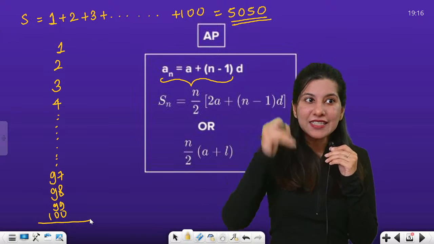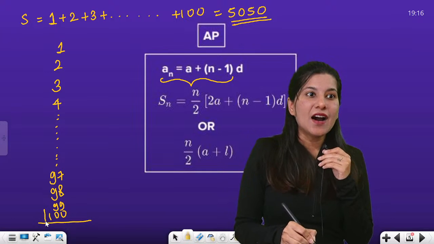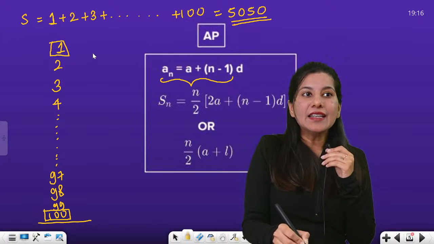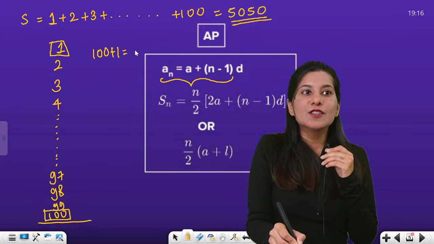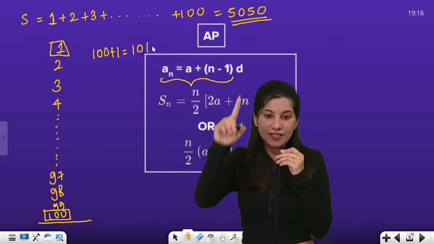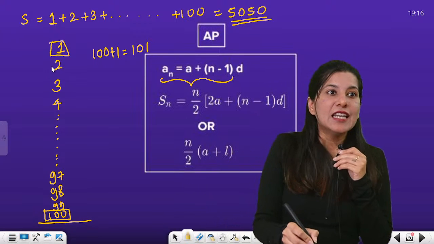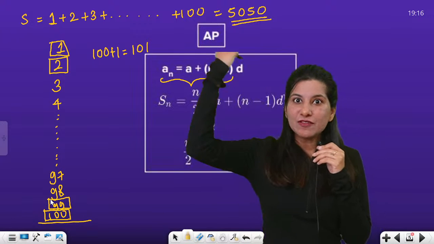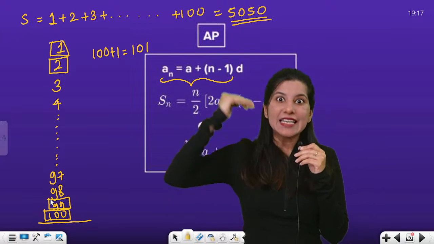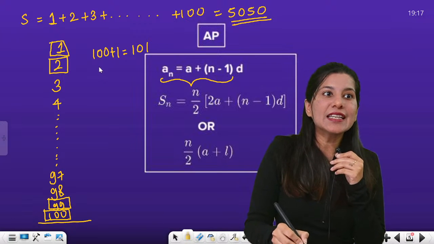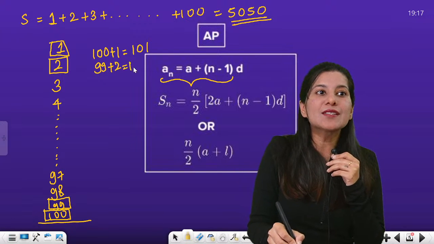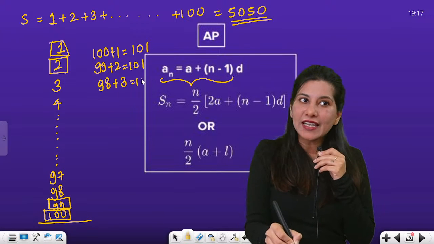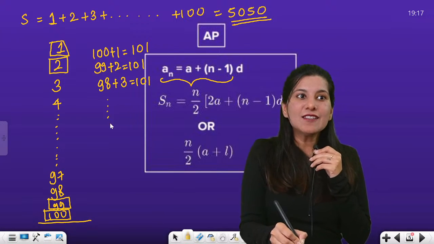Now rather than just adding it, what he did was take 100 and 1 and add them: 100 plus 1, so he got 101. Listen to me carefully. Now he took this 2 and 99. That means he is taking the first and last term, then the second and second last: 99 plus 2, so it is going to give 101. Then we have 98 plus 3, again 101, and so on.